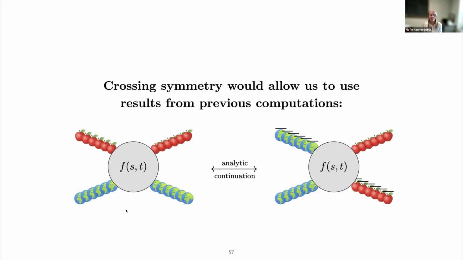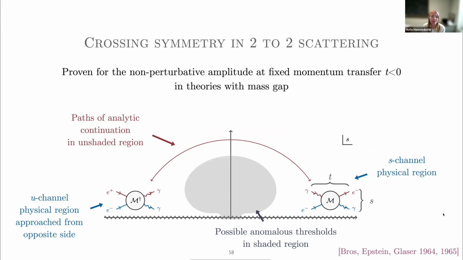So this is why it's an entirely crazy idea from the outset that there should exist an analytic continuation in the complex plane, because of course everything we do is with real momenta and real energies. But anyway, it turns out that it's actually true in 2-to-2 scattering. Crossing symmetry was proven for the non-perturbative amplitude at fixed momentum transfer t less than 0 in theories with a mass gap in these papers by Bros, Epstein, and Glaser in 1964 and 1965.